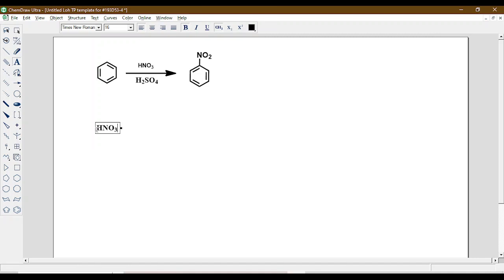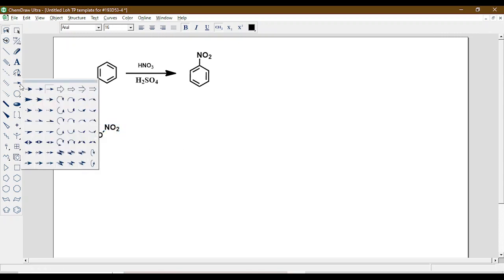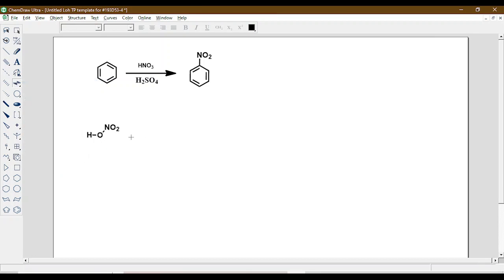Now I have to draw the structure of HNO3, where I'm going to make a bond. This will be the OH bond, and there is an NO2 group attached to the oxygen. So this would be the oxygen, here you have NO2, and here will be the H. What sulfuric acid does is help in the dehydration of nitric acid. This is the actual structure of nitric acid we are going to talk about, and this is a reversible reaction, so I'm going to put this symbol.